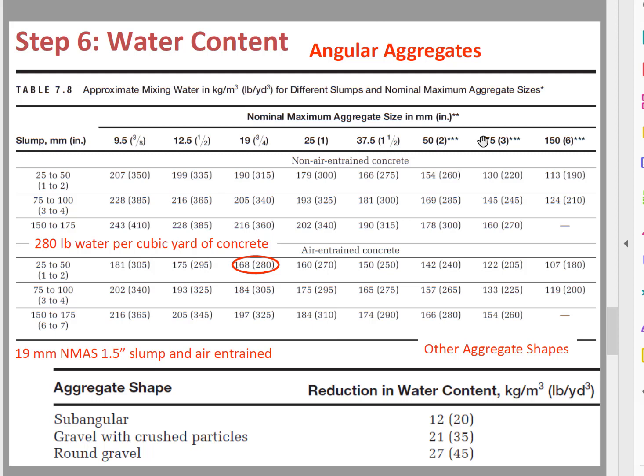And note that the value we got from this table is for angular aggregates, but in this problem we used rounded gravel, so there should be a reduction in the water content. So we need to reduce the water content by 45 pounds per cubic yard of concrete. So the value we get here is 295 minus 45.